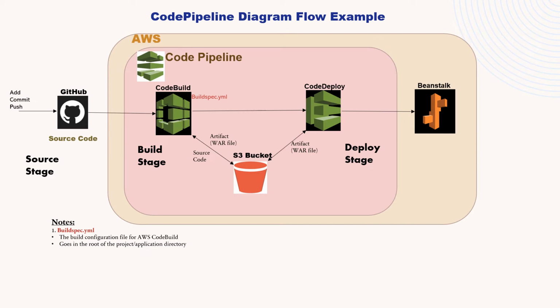The source code, represented as a source stage, is sent to AWS, where it is built by CodeBuild into a war artifact and stored in an S3 bucket along with the original source code.